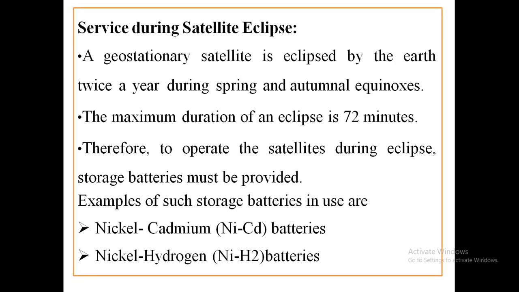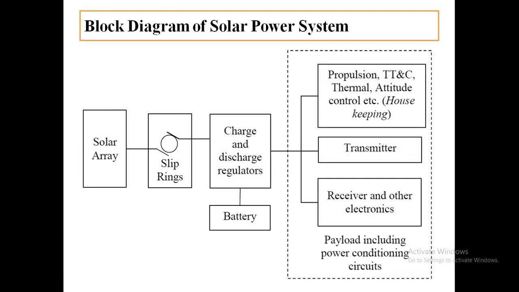Service during satellite eclipse. A geostationary satellite is eclipsed by the Earth twice a year during spring and autumnal equinoxes. The maximum duration of an eclipse is 72 minutes. Therefore, to operate the satellites during this eclipse period, storage batteries must be provided. Examples of such storage batteries in use are nickel cadmium batteries as well as nickel hydrogen batteries. The following diagram represents the block diagram of a solar power system.